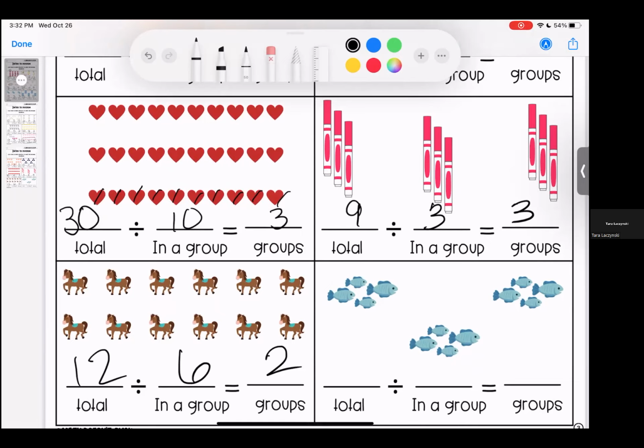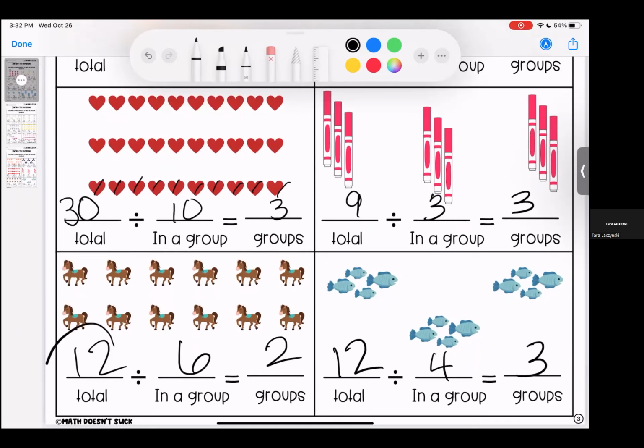And then our last one, there's 12 total. Each group has 4. There's 3 groups. 12 divided by 4 equals 3. Notice that we have the same total here, but we're able to break it into groups differently.